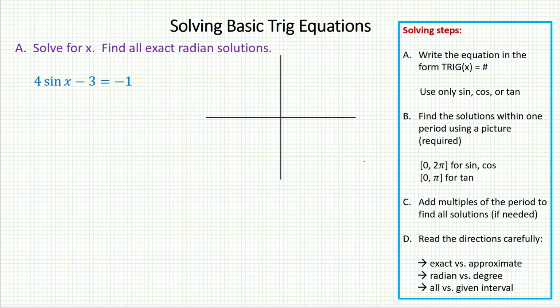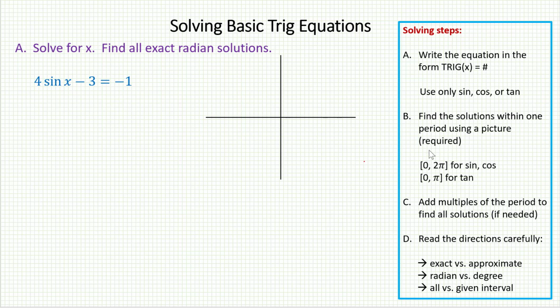Solving basic trig equations. So here's our solving steps. Step A, whatever you're given, rewrite it so there's a single trig function, a single variable, an equal sign, and a number. For that single trig function, we want it to be only sine, cosine, or tangent. Then, using a picture, we're going to find the solutions to that equation within one period of the function.